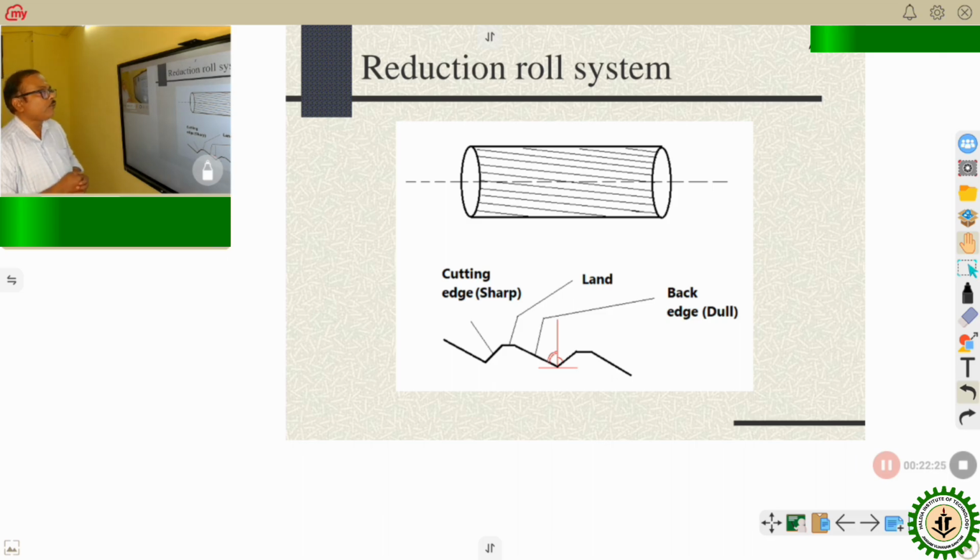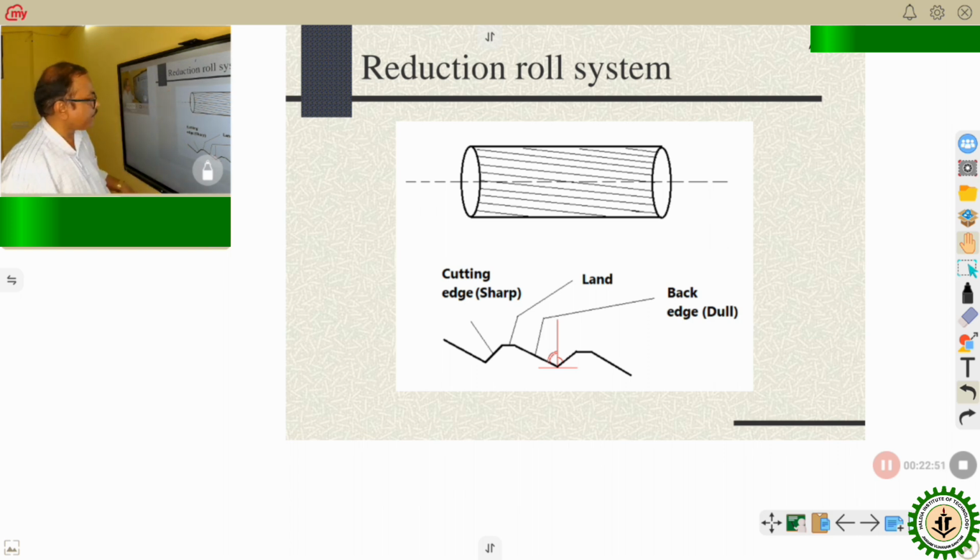These break rolls are of 4 to 5 pairs in succession. In between two break roll pairs, there are screens, sifting, separation of different size particles, and purification. That means separation of bran and germ portion from the endosperm portion. So first break roll system, break roll followed by reduction roll. This is a diagram of break roll.